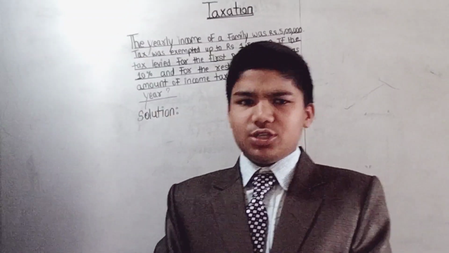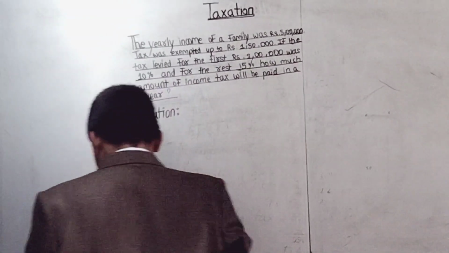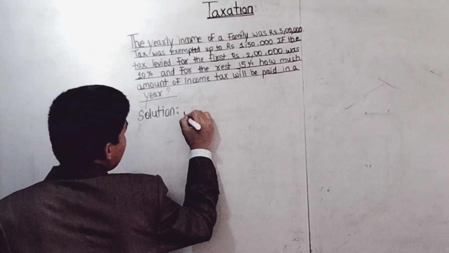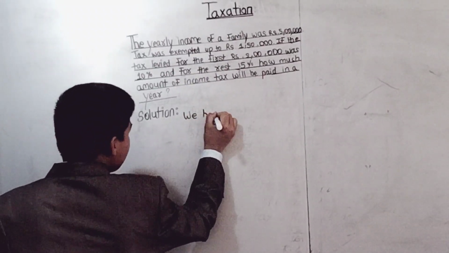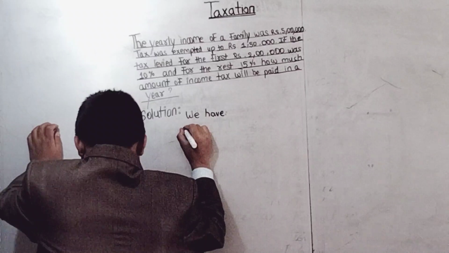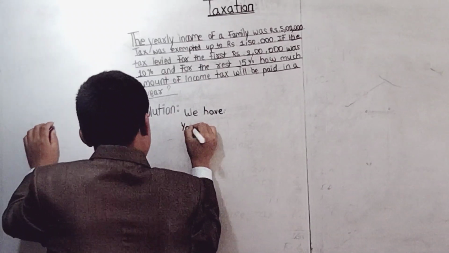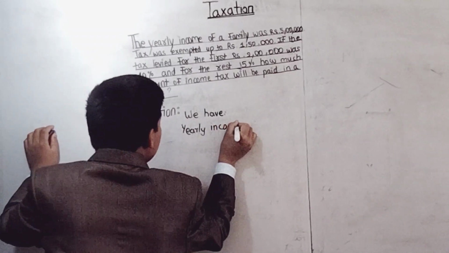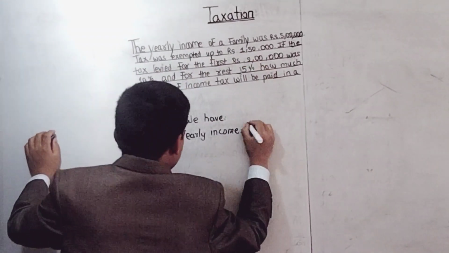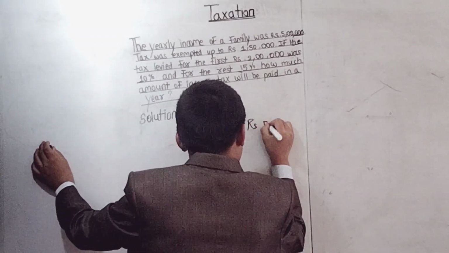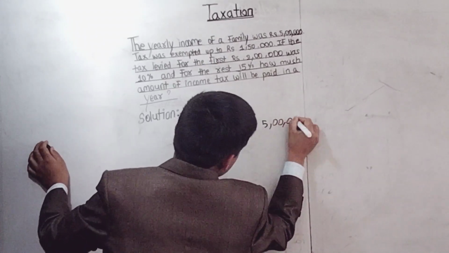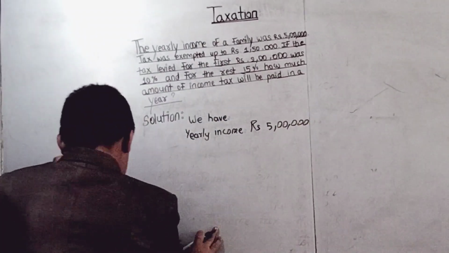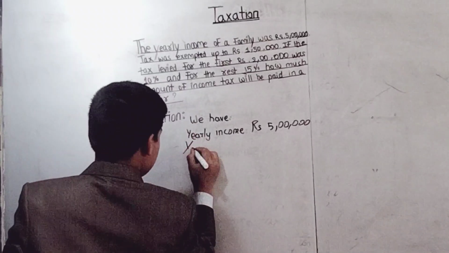So let's solve this question. For which we have to write the given things, or we can write what things we have. First of all, yearly income. The yearly income of the family was 5 lakh, so it is rupees 5 lakh. Now after that, yearly allowance.